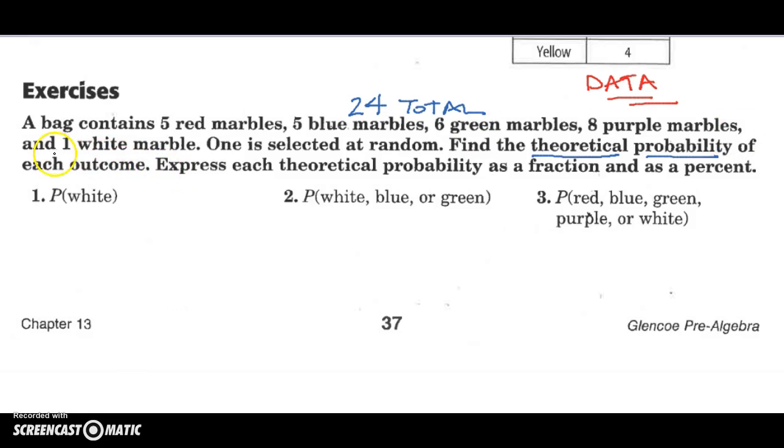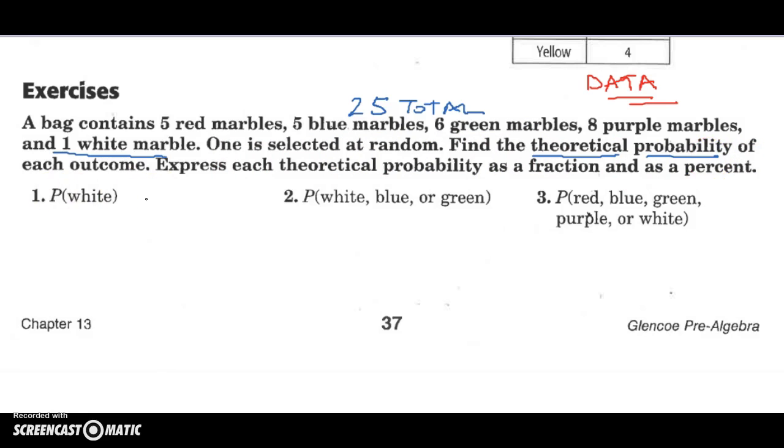And they're asked, oh, wait, there's 1 white marble. Whoops, whoops, whoops. So that's 25 total. Don't get in too big of a hurry like myself. 1 is selected at random. Find the theoretical probability of each outcome.